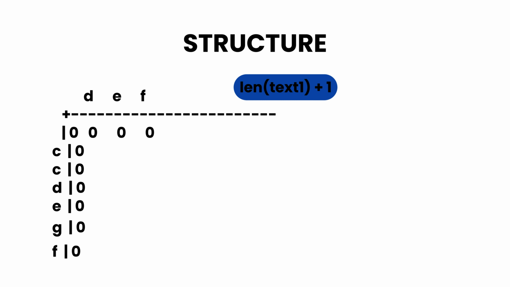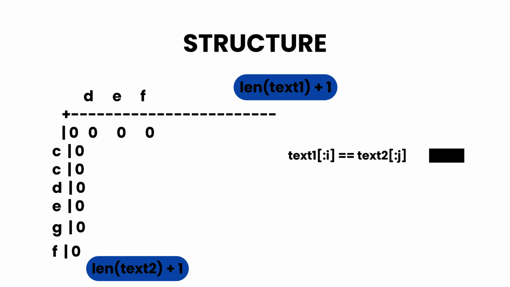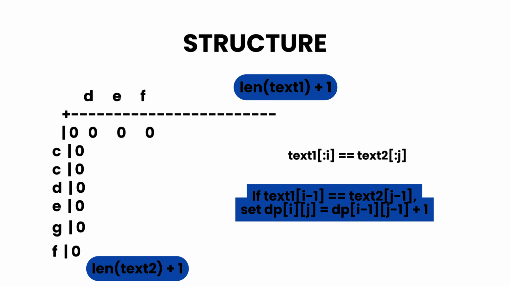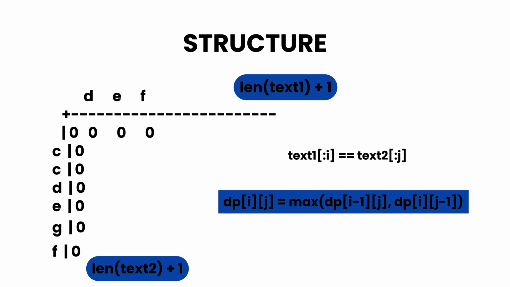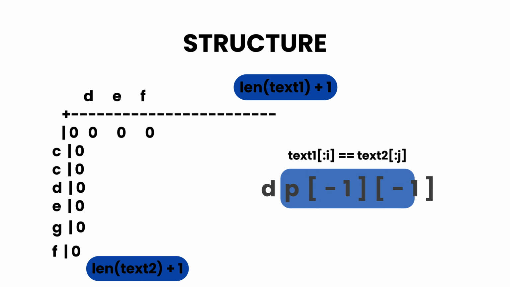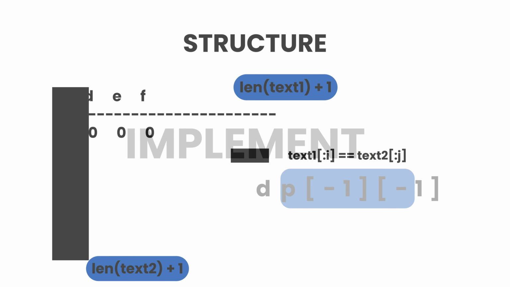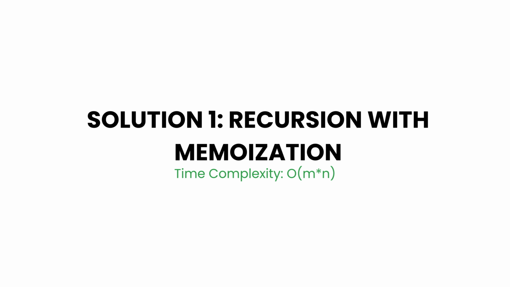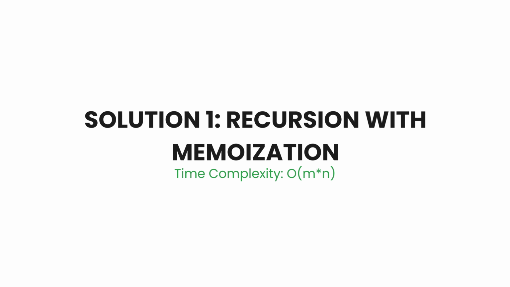Here's the plan. Create a DP table of size (len(text1) + 1) times (len(text2) + 1), filled with zeros. For each index i in text1 and j in text2, if text1[i-1] is equal to text2[j-1], then set dp[i][j] to dp[i-1][j-1] plus 1. Else, set dp[i][j] to max of dp[i-1][j] and dp[i][j-1]. The answer is in dp[-1][-1]. Approach: recursion with memoization. Time complexity, O(m times n).